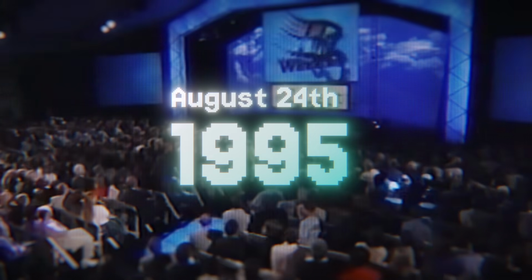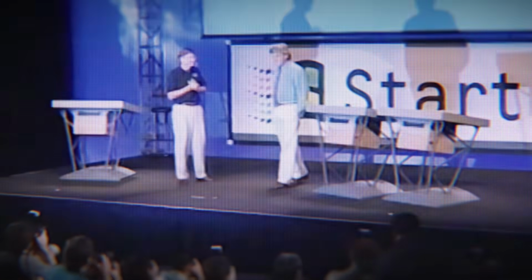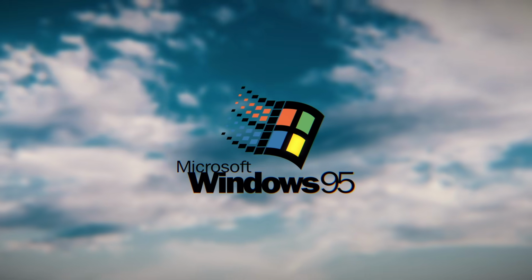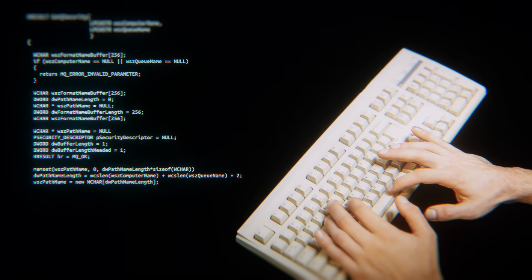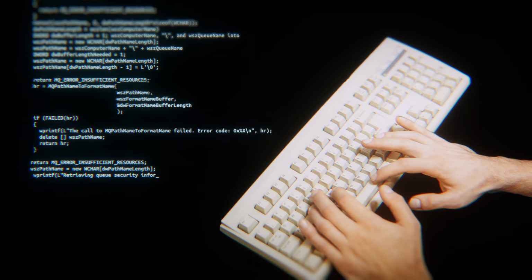Windows 95 shipped on August 24, 1995, and Auto Run came with it. It was a feature built entirely around reducing friction. Microsoft wanted computers to feel approachable, especially for people who were not comfortable at the command line.